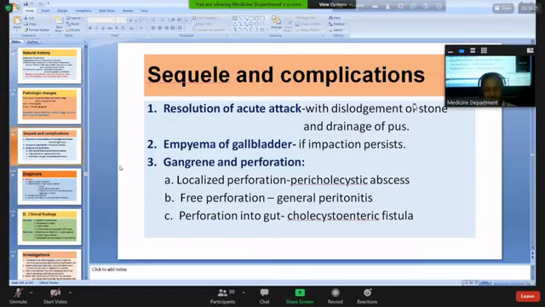Perforation can produce generalized bile peritonitis. If there is gangrene and perforation, the content can accumulate around the gallbladder, that is pericholecystitis. It might freely flow into the whole peritoneal cavity, causing biliary peritonitis, a very severe condition with high mortality. And sometimes a part of the gut remains adherent to the inflamed gallbladder, and there is free perforation producing cholecystoenteric fistula.